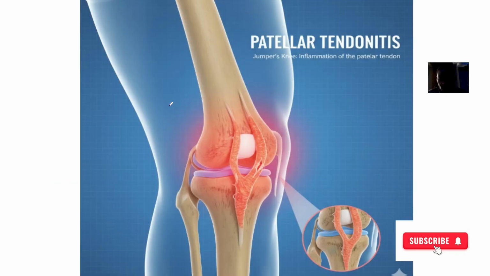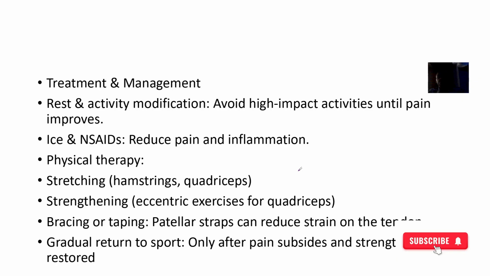So tiny tears over time cause inflammation, pain and stiffness. For treatment and management, you have to reduce the activity that caused this. Do you understand? Ice and NSAIDs reduce pain and inflammation. Then physical therapy, where they can stretch and do one or two small exercises just to maintain mobility there. They can also brace, and they can also tape.